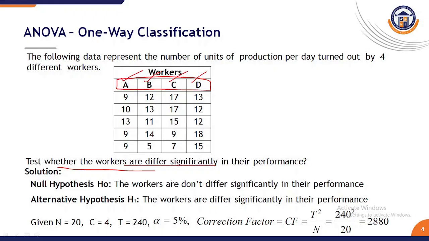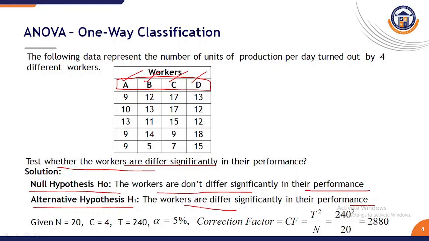The step-by-step procedure for one-way classification is explained here. First, we have to set up the null hypothesis and its alternative form. In the null hypothesis, we have to assume that the workers do not differ significantly in the performance. That means all the workers performed equally. In the alternative hypothesis, which is complementary to the null hypothesis, we have to assume that the workers differ significantly in the performance.